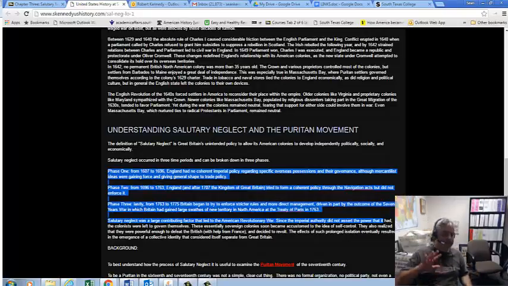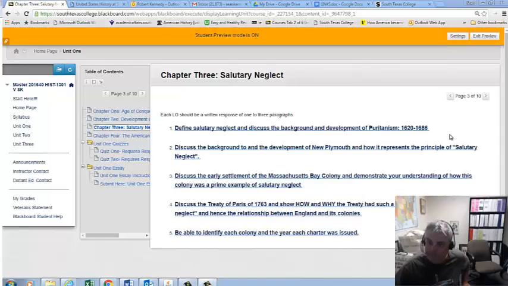Right, so salutary neglect basically explains a lot of how tensions are later going to develop between the colonies and Great Britain once we get to the Treaty of Paris of 1763. Now, the Treaty of Paris of 1763 was a finalization of the war between France and Great Britain, the French Indian War, sometimes referred to as the 7 Years' War. French Indian War is what it's most commonly referred to.